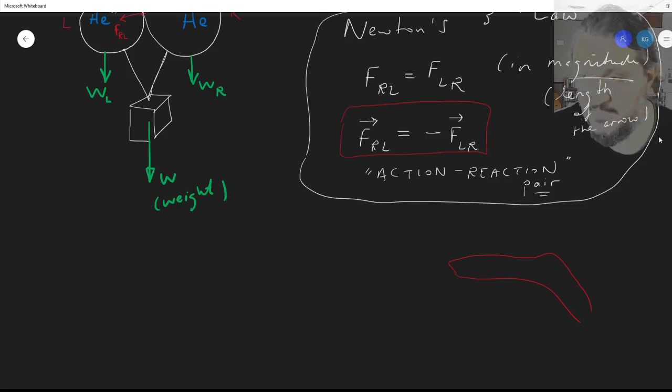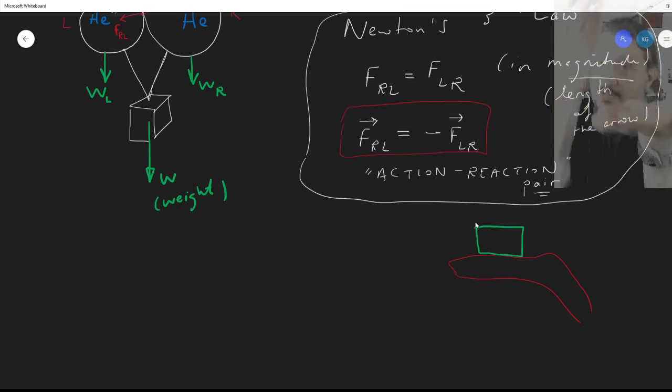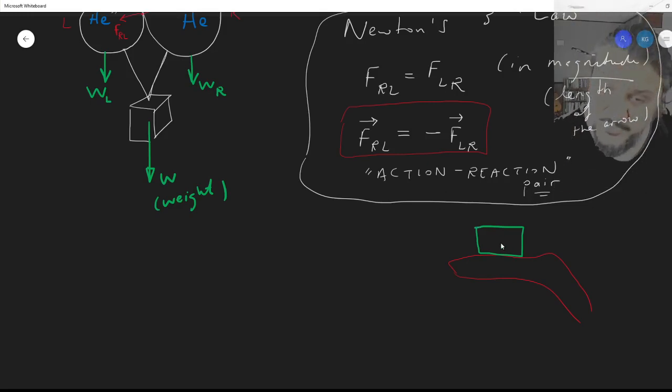Let me use a different color, at least. And it touches. Something I'm holding in my hand, doesn't matter what it is. Now just focus on the object, the green object. I'm holding it, which means I'm exerting a force on it, which means I need to put an F here, which is upward. Sometimes I put an N here, Fn. N stands for normal, so normal force is what we call it.